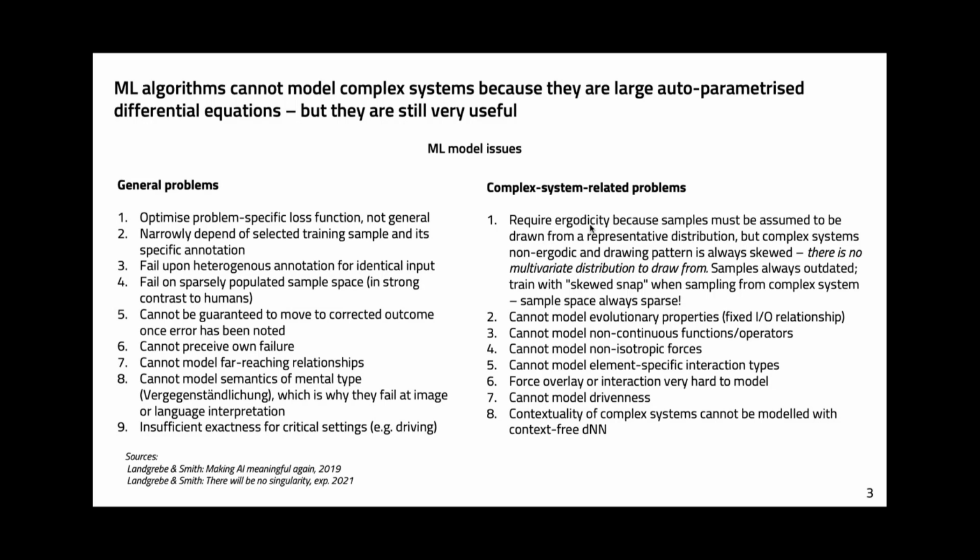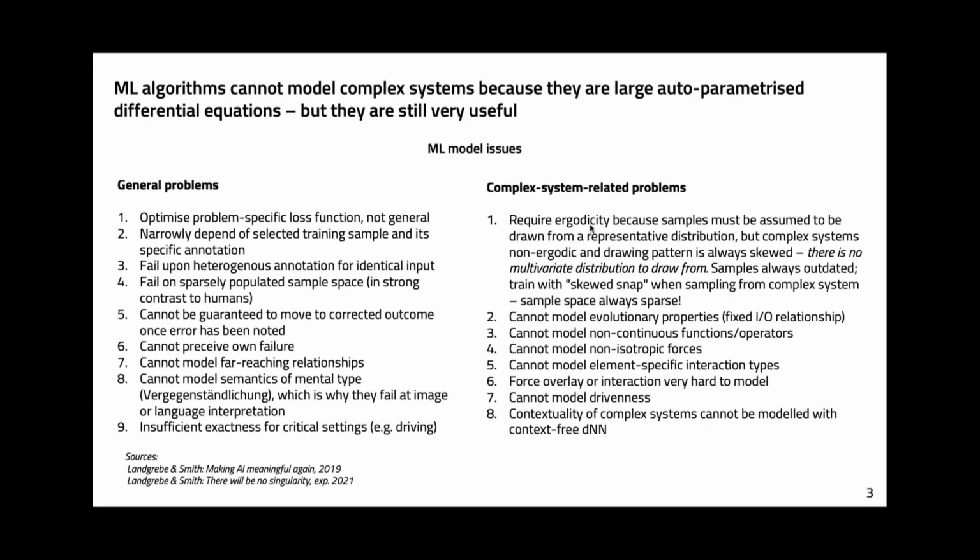So if you have an erroneous behavior of such a system, and you try to correct the system once you've noted the error, it's very hard to guarantee that it moves to the corrected outcome. And while it's doing this, it may start to make new mistakes, because remember that the model itself is nothing but a hyperplane in a k-dimensional space. And this hyperplane, of course, if you change its shape to get a certain effect, you may get other effects you don't want.